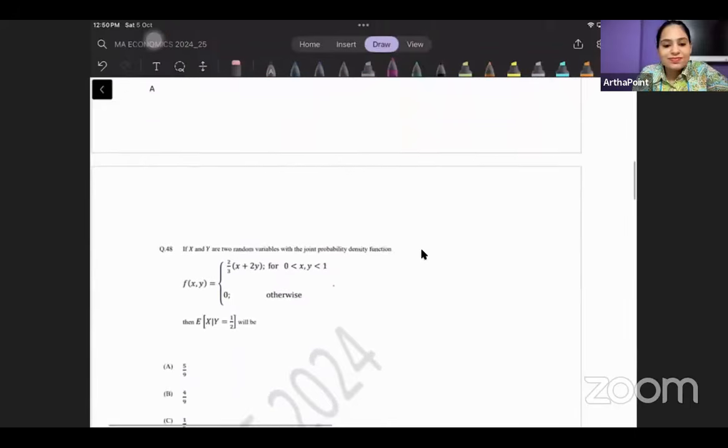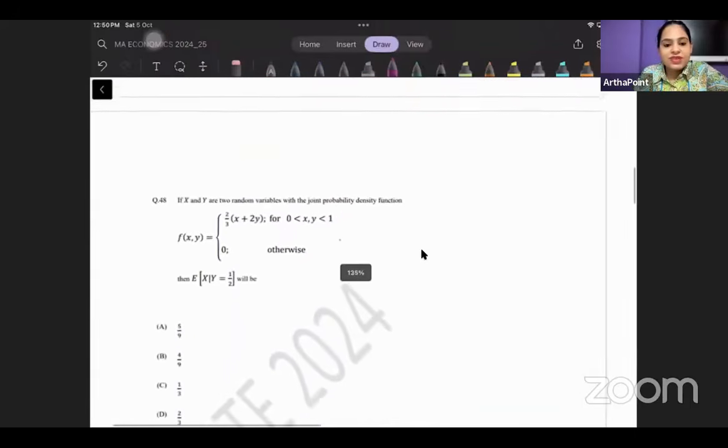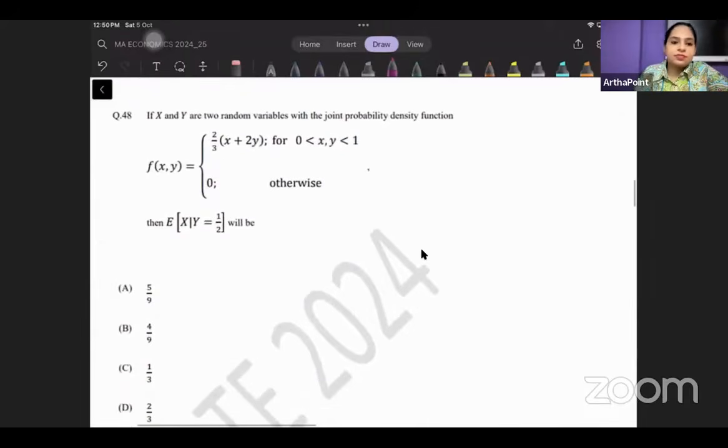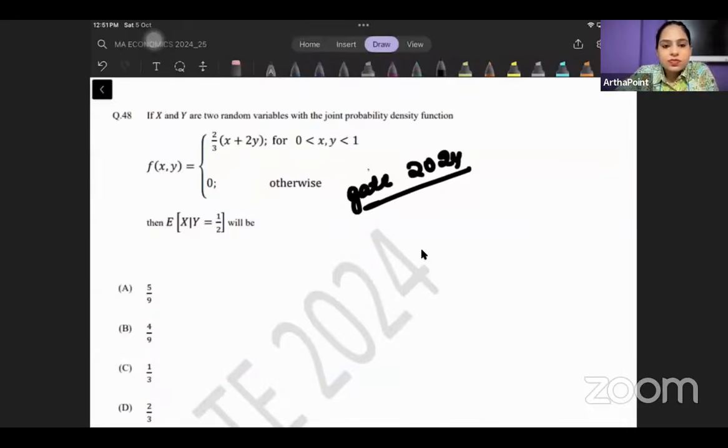Try this one. This is very tricky question. I want you to give this a try. This is GATE 2024 question. Give it a try. See, stats is something जो एकदम whatever we are doing exactly same नहीं आएगा. It will be an application of that. So you have to keep your mind very open.